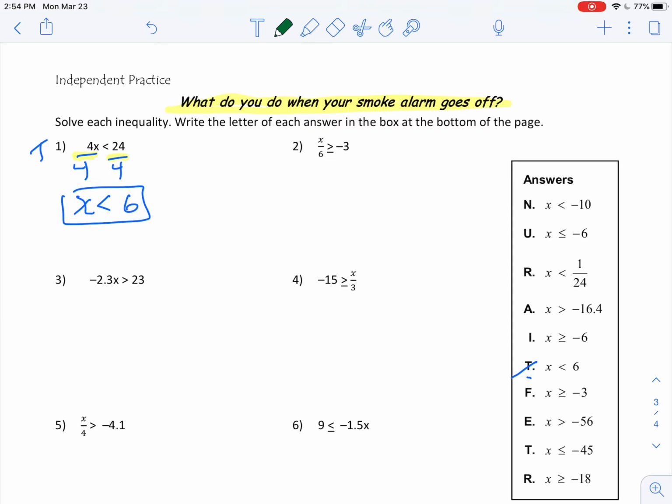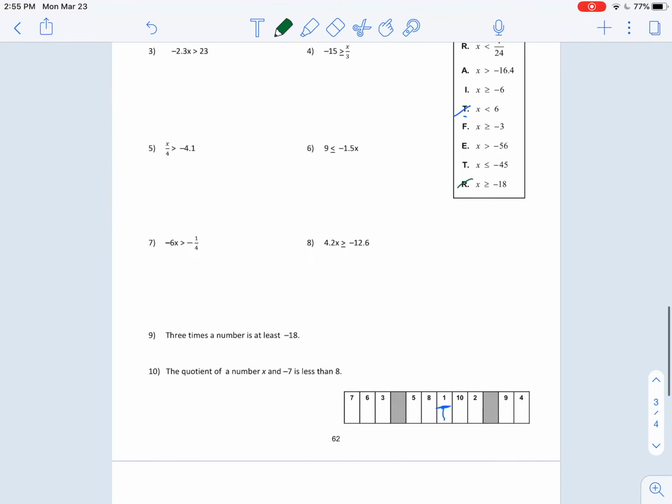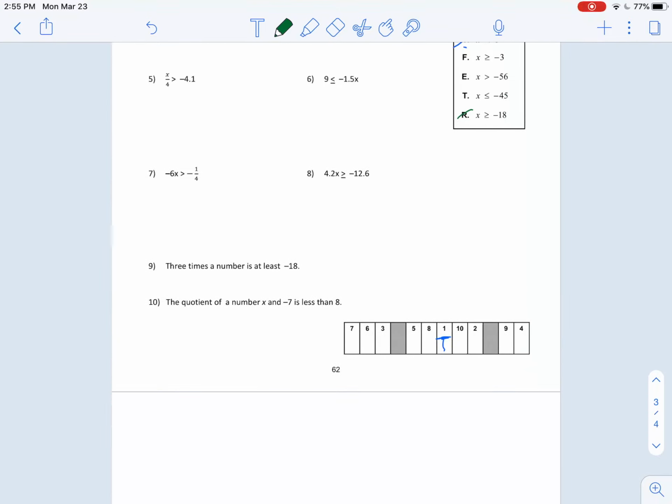Let's try one more. Everybody go to number 2. Go ahead and solve it. Go ahead of me. We look at the side with the variable. It's divided by 6. We do the opposite of divided by 6. We multiplied both sides by a positive. There's no reason to change the inequality sign. We get x is greater than or equal to negative 18, which is r. Go to the bottom, and number 2 becomes r.